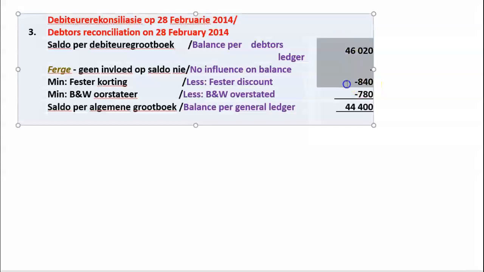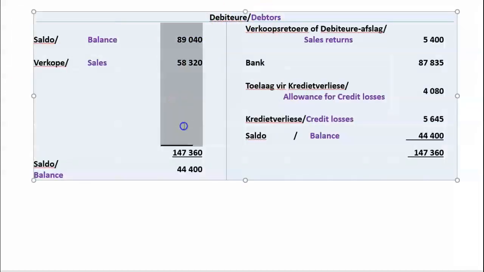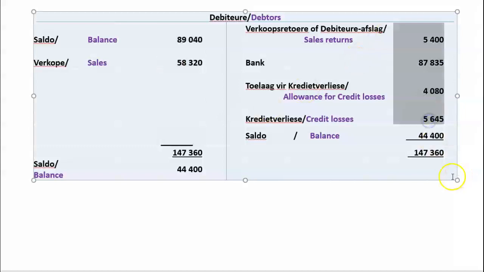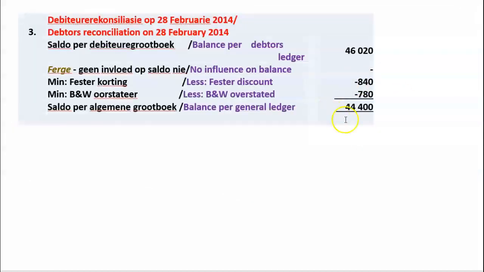So if we add up all these, the original balance as per the debtors ledger, with all the adjustments that we have to pass, we say that the debtors control account should have had a balance of 44,400 Rand. If we go back to the debtors control account and we actually balance off this account, we will see that we end up with a closing balance of 44,400, and that reconciles back to the debtors list balance now. So I'm happy the two accounts reconcile with each other.